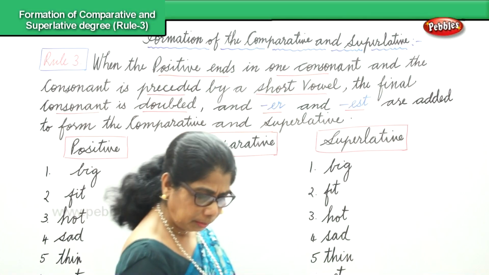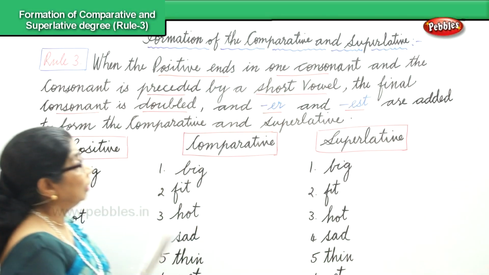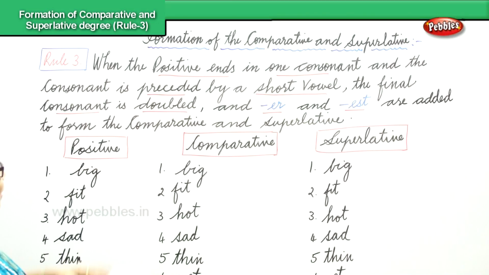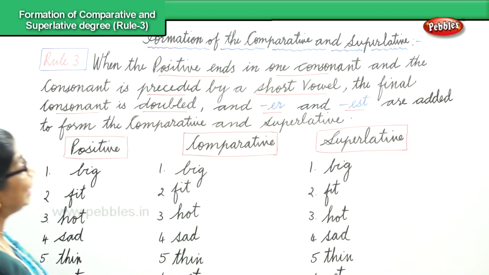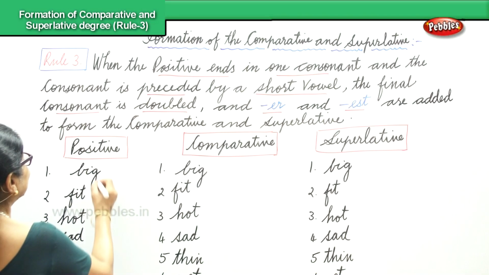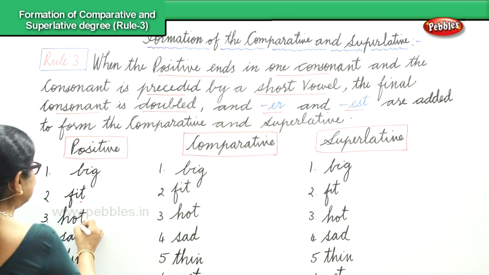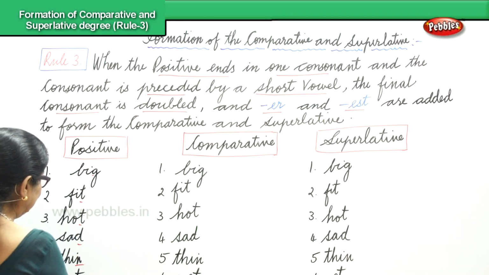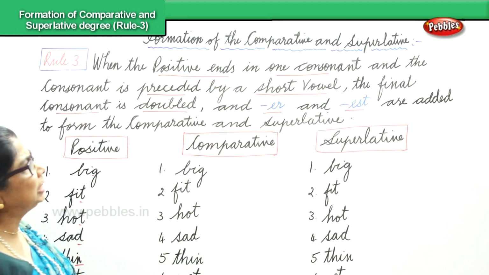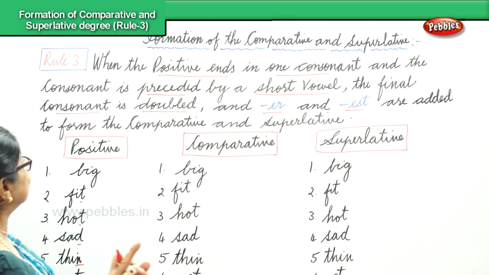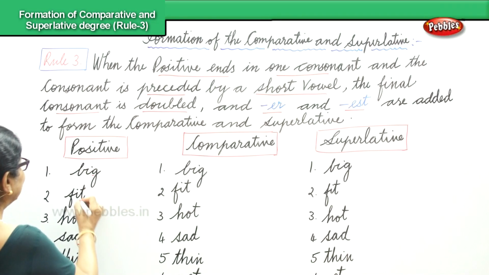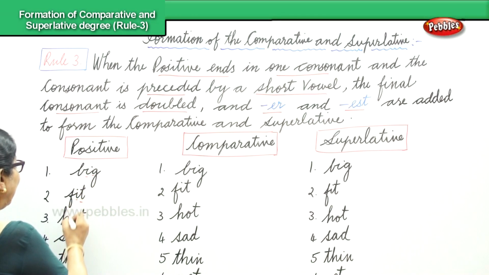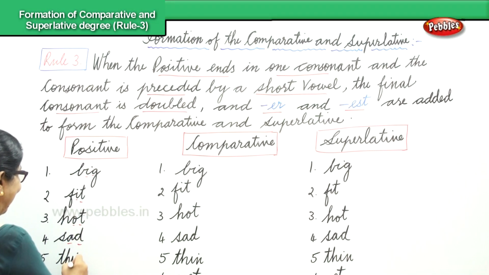Now, I've got here, rule number 3 says the positive is ending in one consonant. G, this is a consonant; T, D, N, T. When the positive ends in one consonant, and the consonant is preceded by a short vowel: I, O, A, I, E.